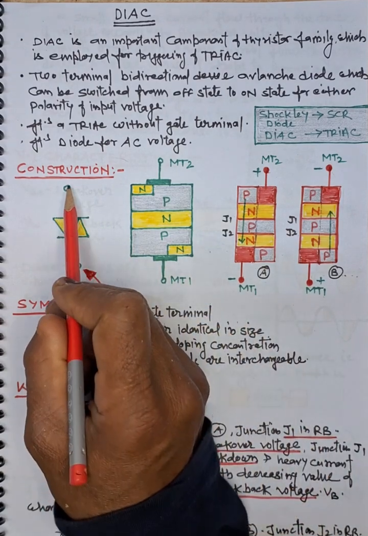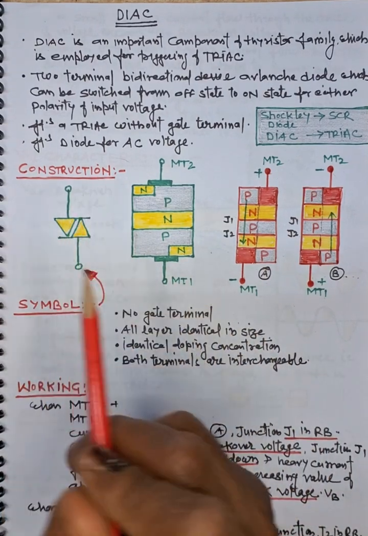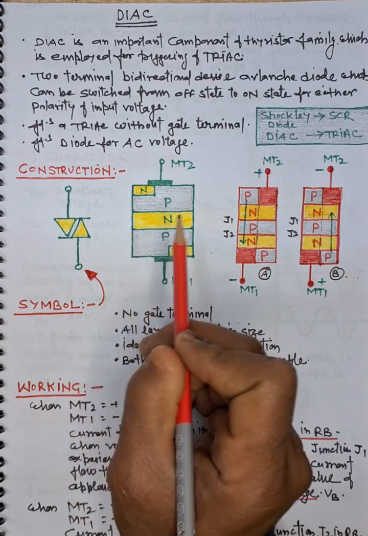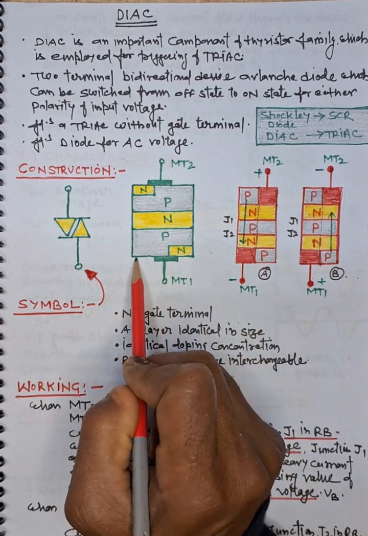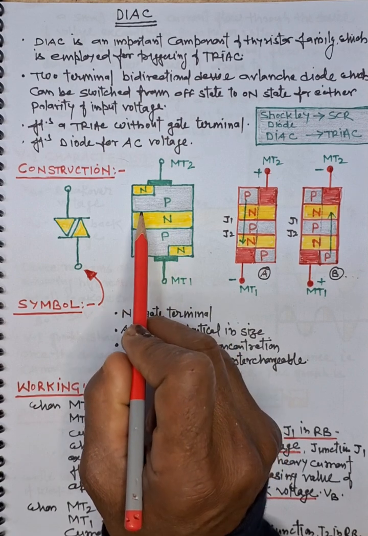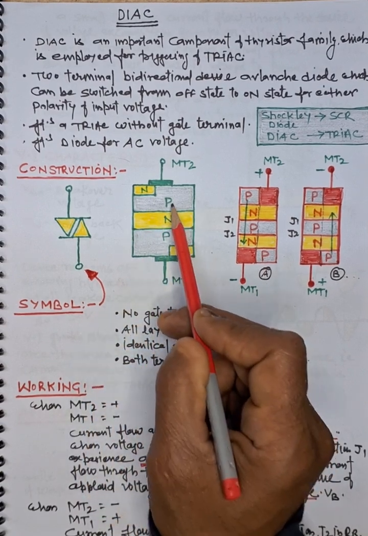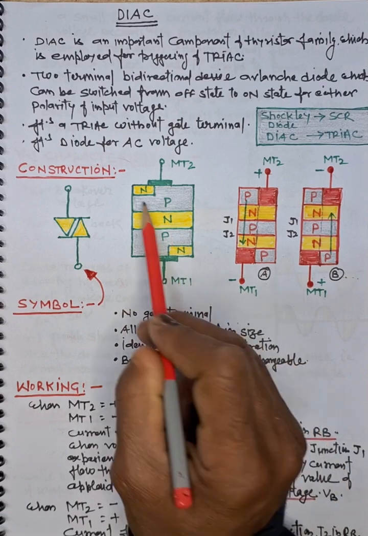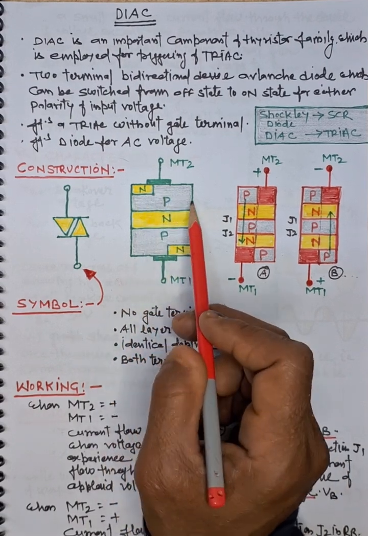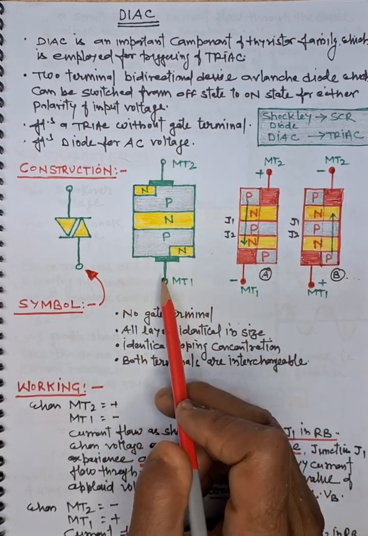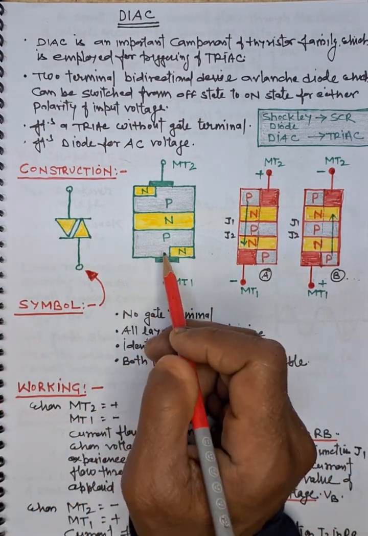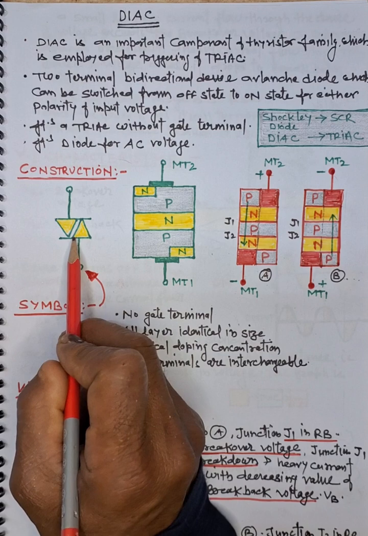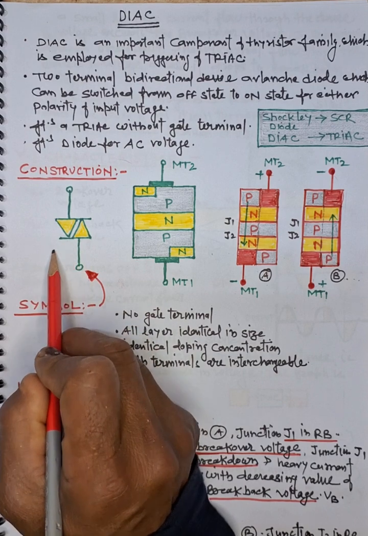As far as construction is concerned, as I had already told, it is a TRIAC without gate terminals. So the construction is exactly similar to the TRIAC we already studied in our previous videos. There is P and P, and this is N, and one more N is heavily doped. It has two terminals, MT1 and MT2, as it was in the TRIAC, but there is no gate terminal. So obviously the symbol is also similar to the TRIAC, having no gate terminal.